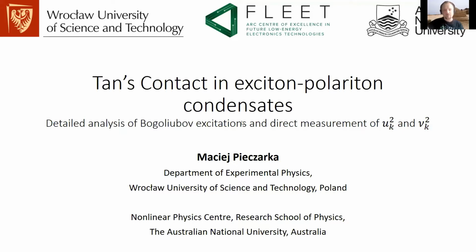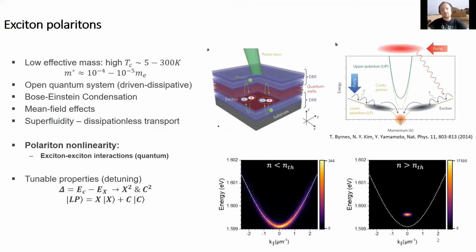So I added a little bit of a subtitle, which will be explained later in the talk. If Tan contact and Bogoliubov excitations, obviously we have to talk about polaritons. Not going into details, because most of the people here are very familiar with the concept. In this talk we focus on polariton nonlinearity at the quantum level, meaning how polaritons interact and how that affects the Bose-Einstein condensate made of them.